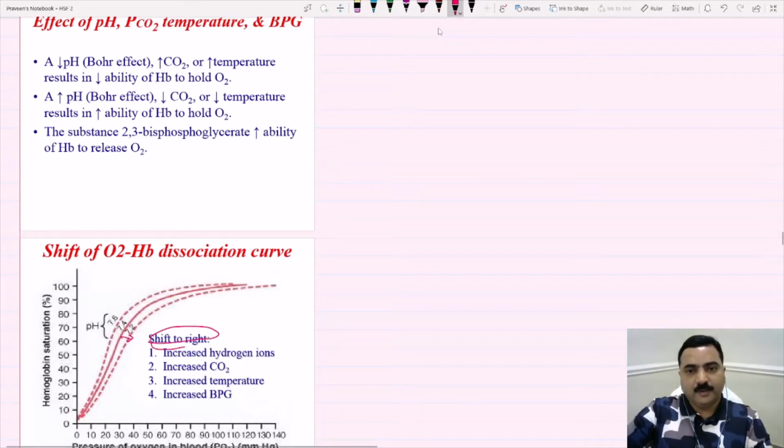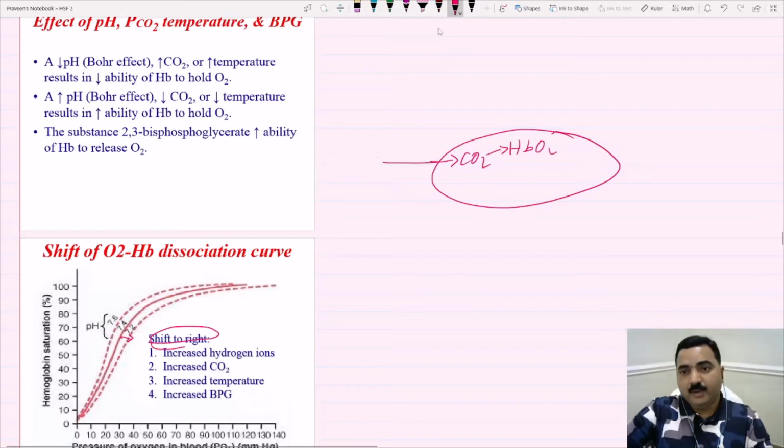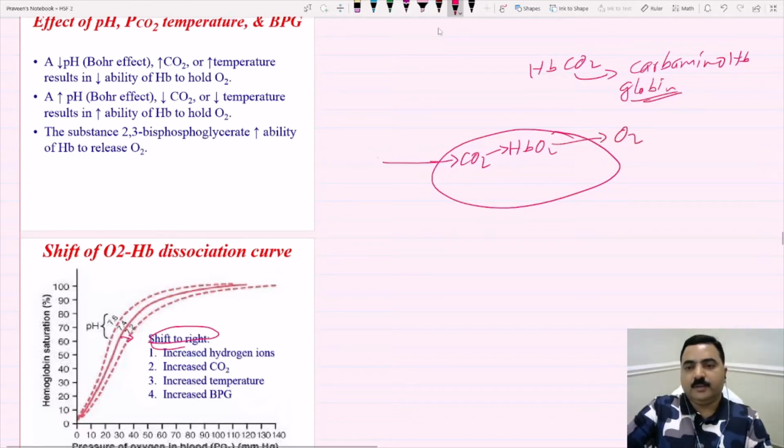So what happens over here? For example, this is your RBC. If the carbon dioxide enters, what are the things that it does? Hemoglobin is here with the oxygen. The carbon dioxide will react with it and cause carbaminohemoglobin. Hemoglobin with carbon dioxide is referred to as carbaminohemoglobin, because it is binding to the globin part, not to the heme part. This carbon dioxide binding to the globin part will cause the oxygen to go out. So this is one effect, a direct effect of the carbon dioxide on the hemoglobin to release the oxygen.